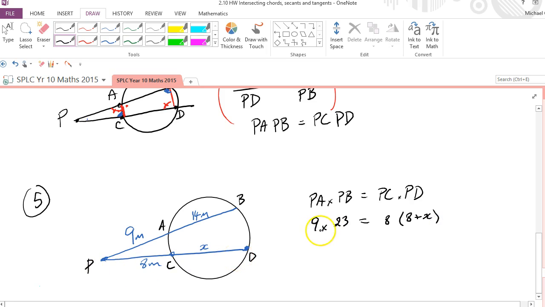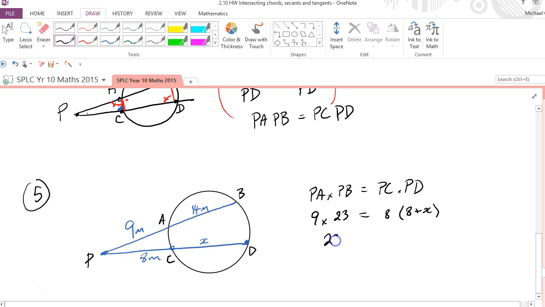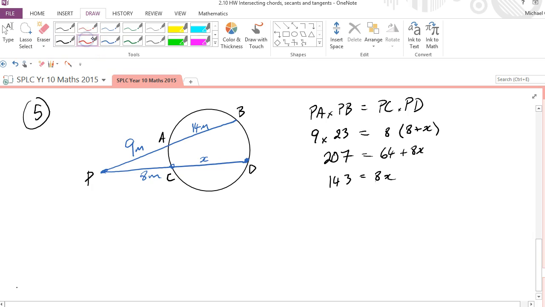Now we can go ahead and do it. 180 plus 27, that's 207. Equals 64 plus 8x. Let's subtract 64 from each side. And I'm going to get, what's that? 143 equals 8x. Final step, divide each side by 8. And 143 over 8 equals x. And our units are meters. So we put meters in and we're done.